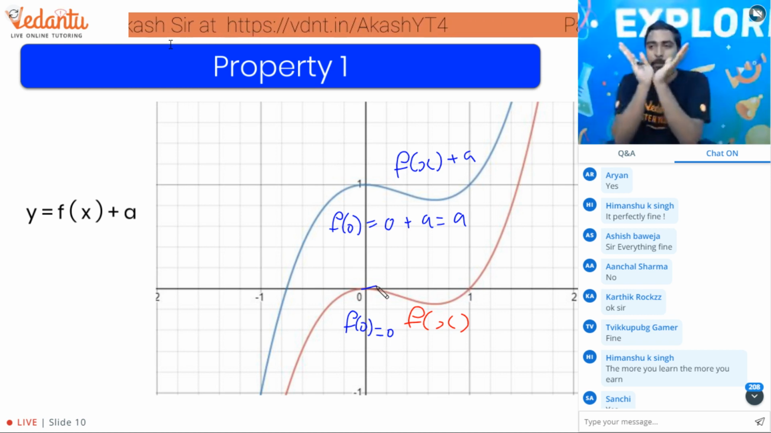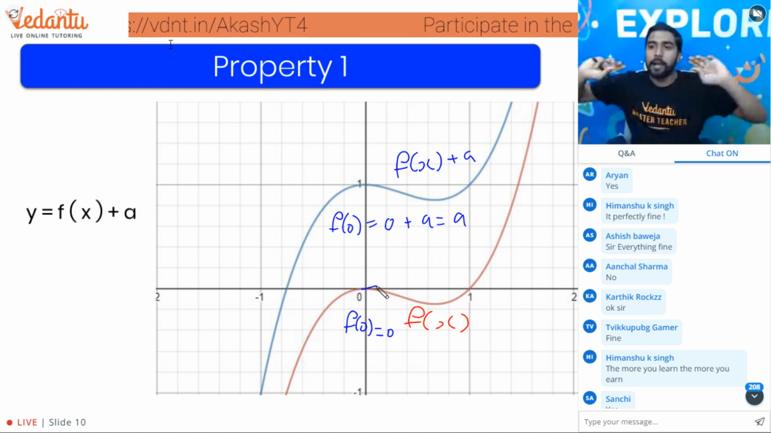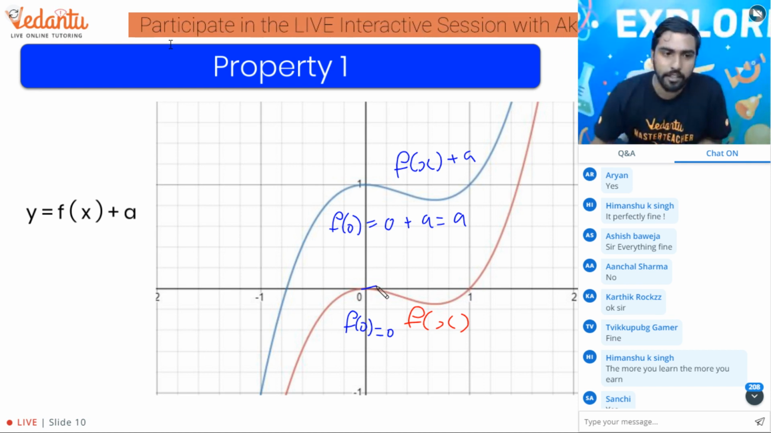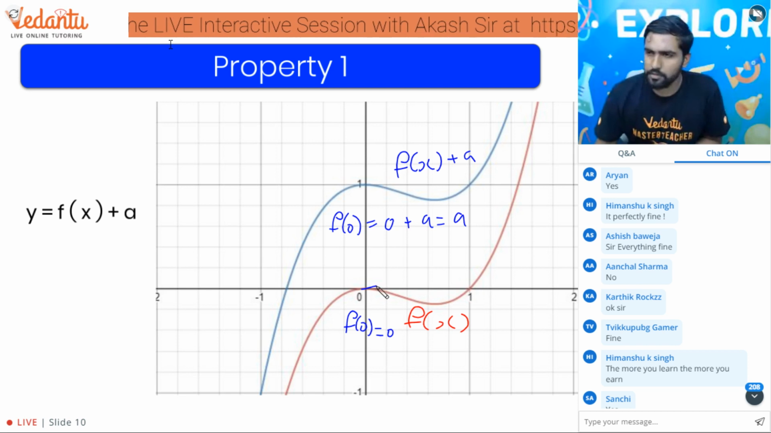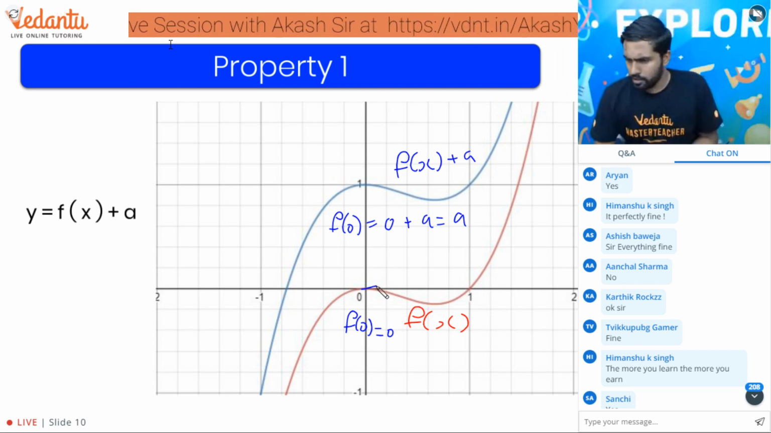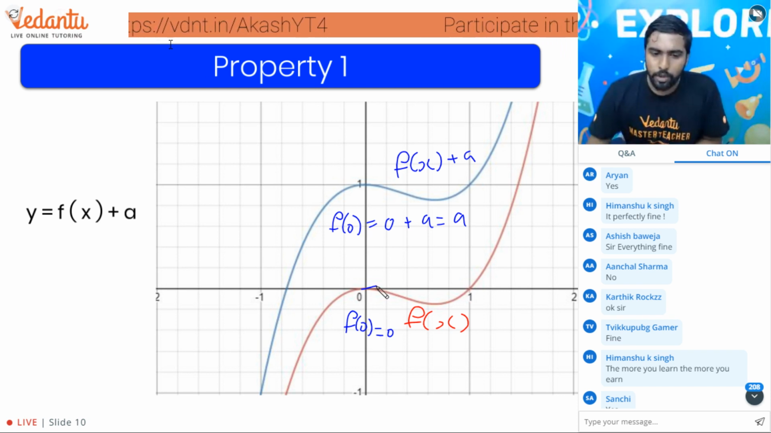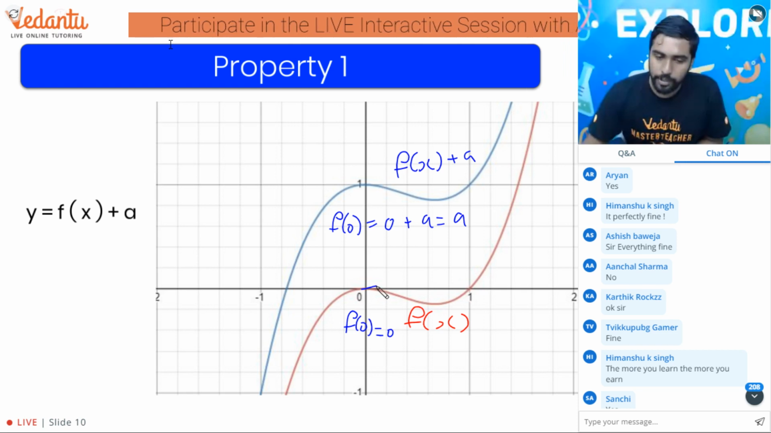So if my mod x graph looks like this, then my minus mod x will be a flip around the x-axis. Sorry sir, A is correct. Okay, let me just check it out. So you will have, I hope you are able to understand that your minus mod x will look like this.